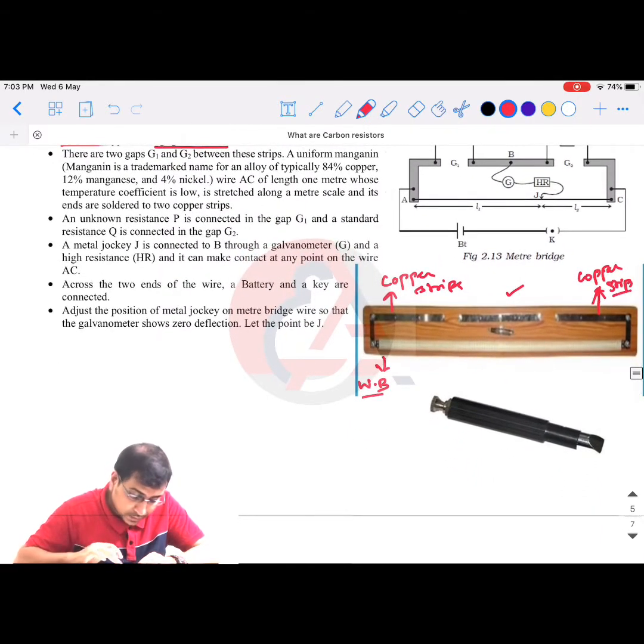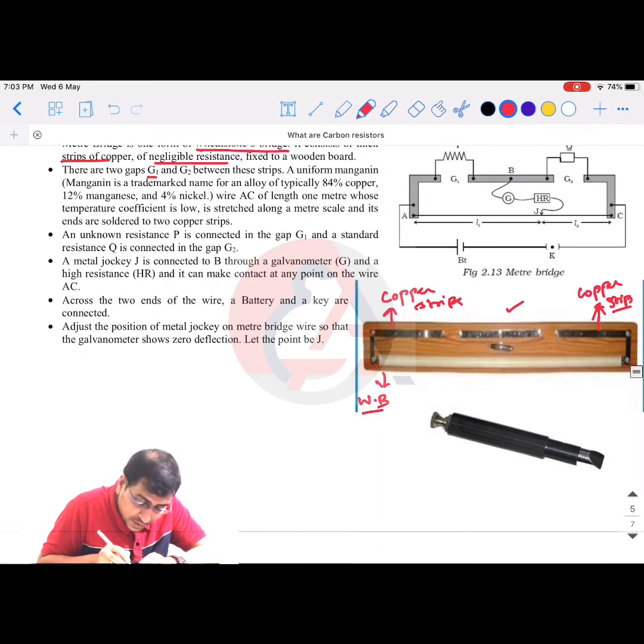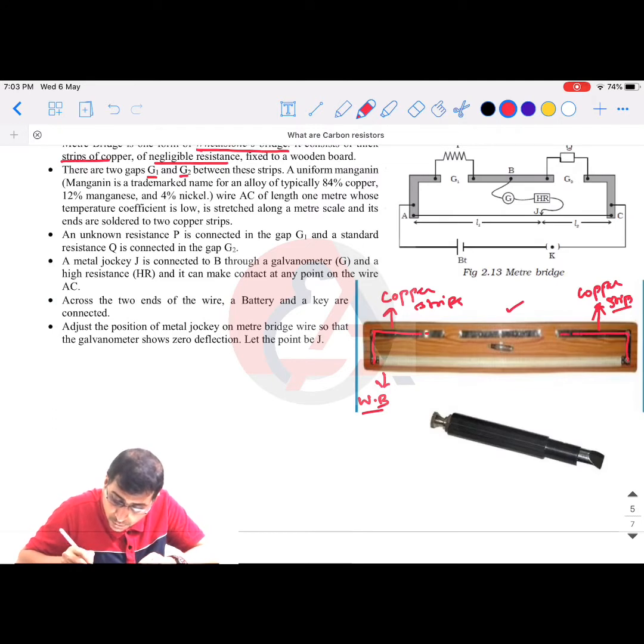Secondly, there are two gaps G1 and G2 between these strips. So this is an L-shaped strip, there is an L-shaped strip. So there is a gap G1 and G2. That's what is given in the diagram also. So there are two gaps G1 and G2.